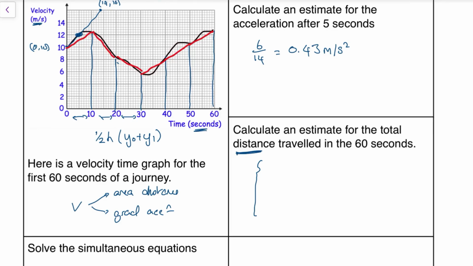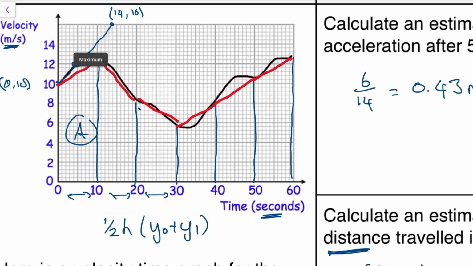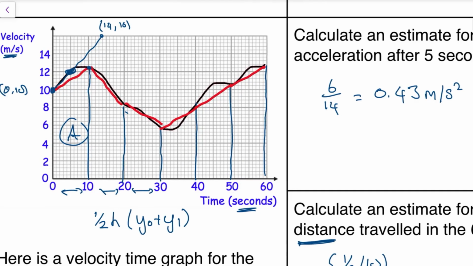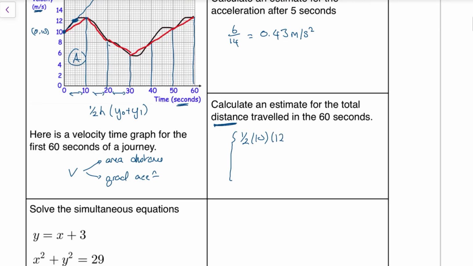So the first one, A, is going to be a half times the height, which is 10, multiplied by, and then I'm going to zoom in, the height of this trapezium here, which I'm going to call 10, just to make the numbers easier. So the height is 10, and the height here is 12.4, and then I'm going to add these together. So it's going to be half times 10, 12.4 plus 10, and that's going to be the area of my A bit. And let's just continue and do the rest.